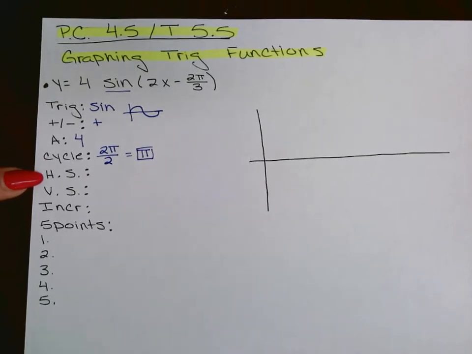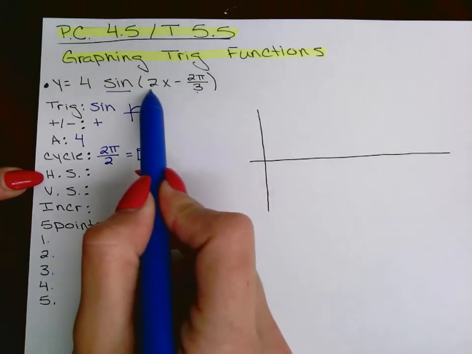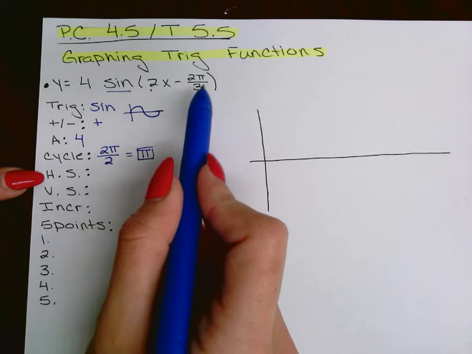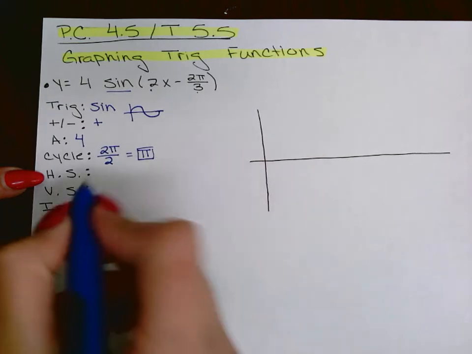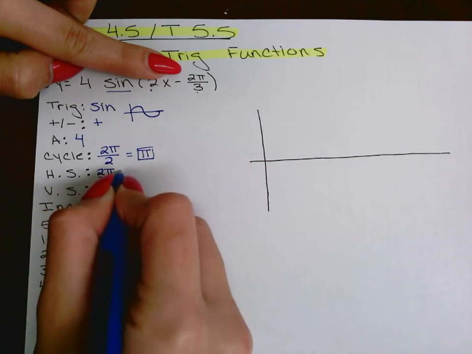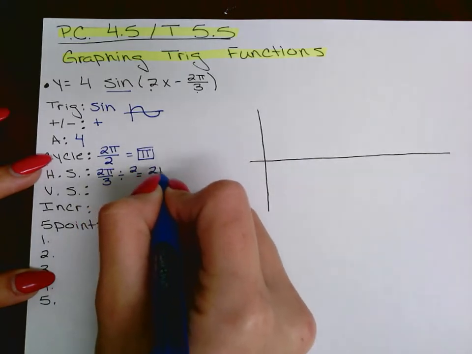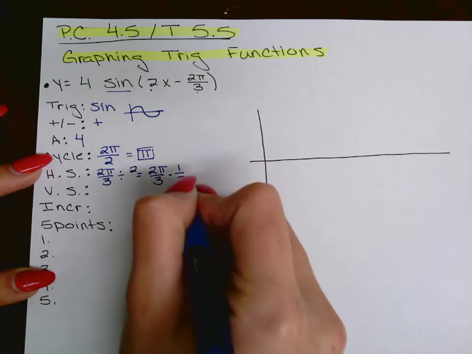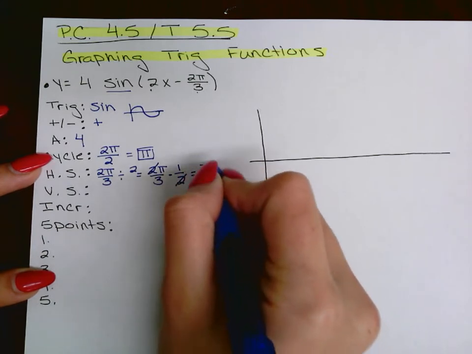Next is horizontal shift. Horizontal shift is c divided by b, opposite the sign. So I see it's negative, so I already know it's going to be positive. And because I have a fraction, instead of writing c over b, I'm going to write them next to each other with a division sign. So I'm going to say the c, which is 2 pi over 3, divided by 2. That way I can do my keep, change, flip. 2 pi over 3 times 1 over 2. These 2's cancel, and I'm just left with pi over 3.